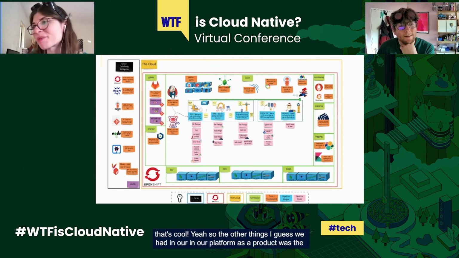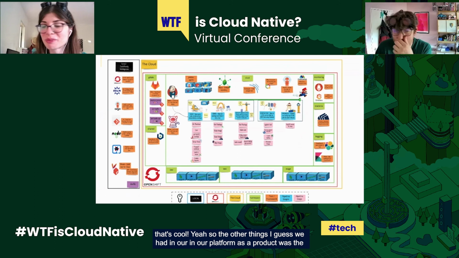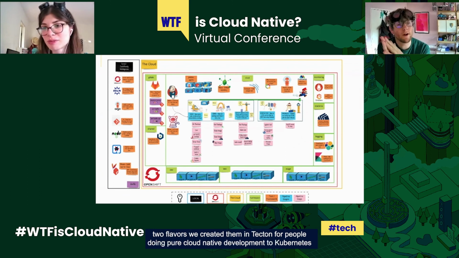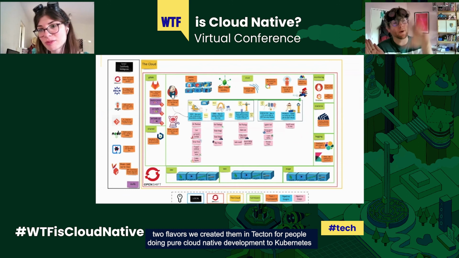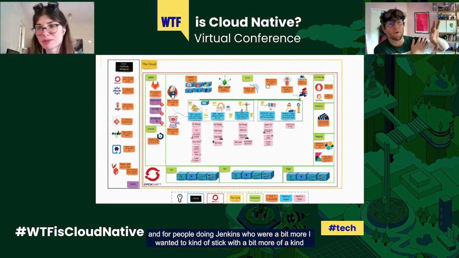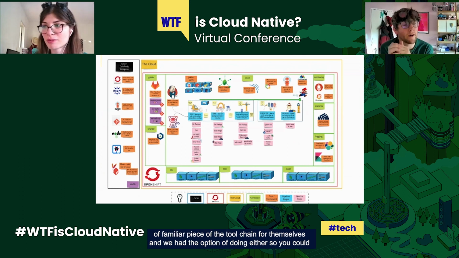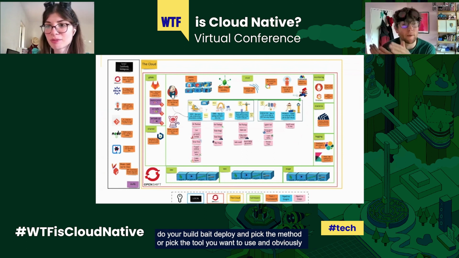So that's cool. So the other things I guess we had in our platform as a product was the idea of self-service pipelines. So the pipelines we just showed previously, these were consumable in 2 flavors. We created them in Tekton for people doing pure cloud native development in Kubernetes, and for people doing Jenkins, who wanted to stick with a bit more of a familiar piece of the tool chain for themselves. We had the option of doing either. So you could do your build, bake, deploy, and pick the tool you wanted to use.